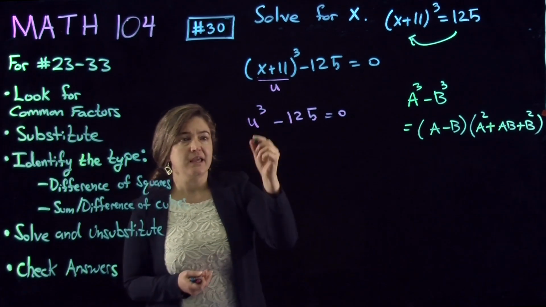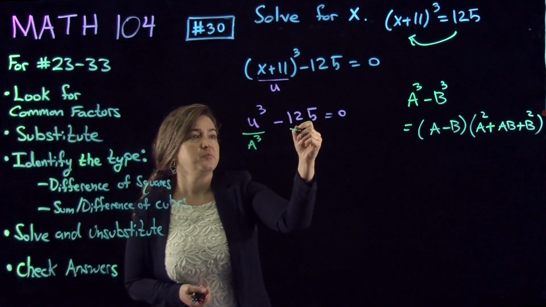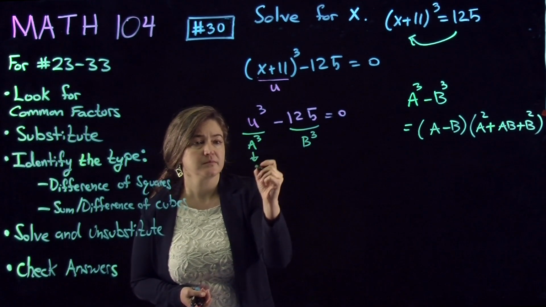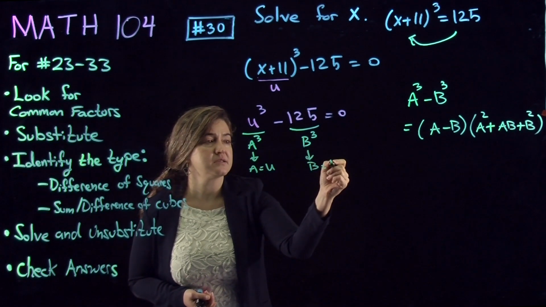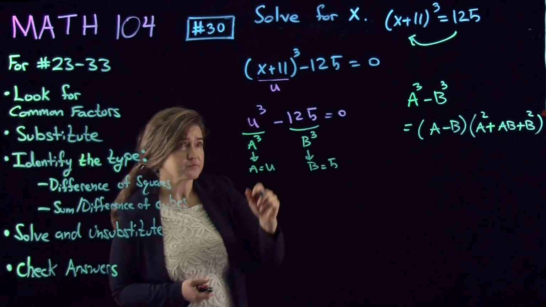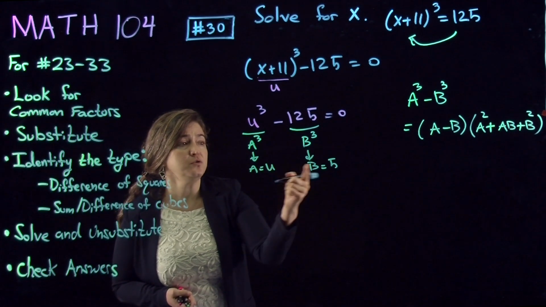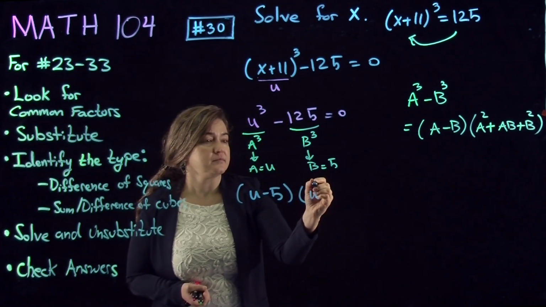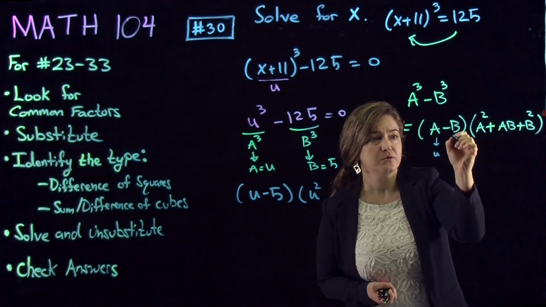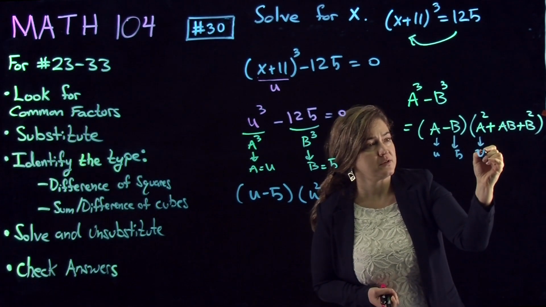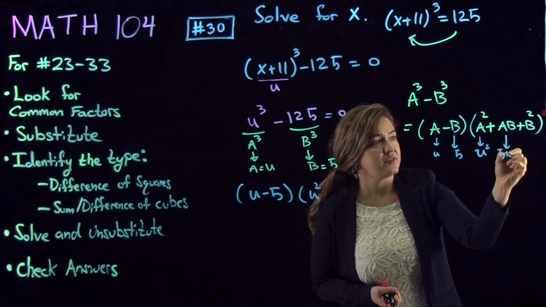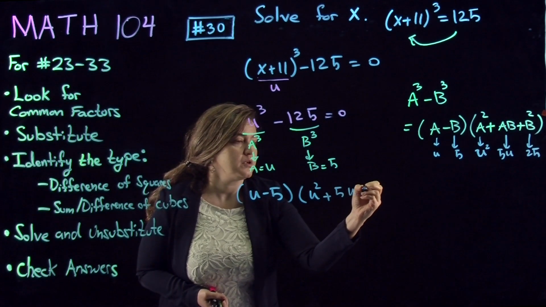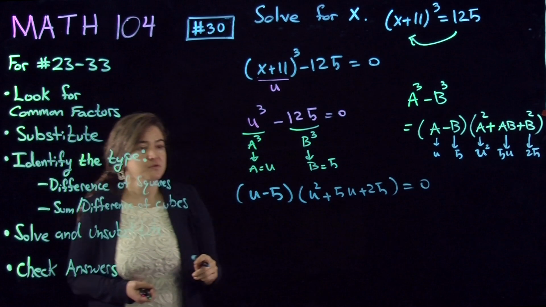So now, what is a here? A cubed is u cubed. B cubed is 125. Therefore, a is u and b is 5. So now let's factor. What I get out of factoring is u minus 5 times... let's go back here. A is u, b is 5, a squared is u squared, ab is 5u, b squared is 25. So it would be u squared plus 5u plus 25 equal to 0.